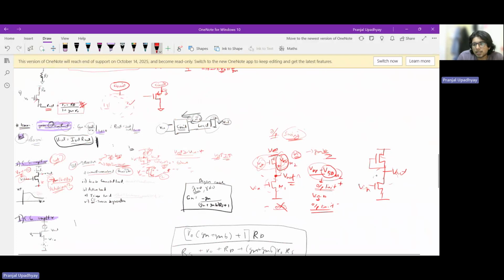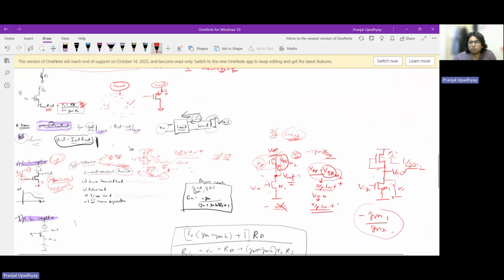So here again, this device is always in saturation, and the impedance offered by this transistor is approximately equal to 1 by gm. So here also you have some resistance, R naught, and these two in parallel are approximately equal to 1 by gm. So the gain that we get here is minus gm1 by gm2.